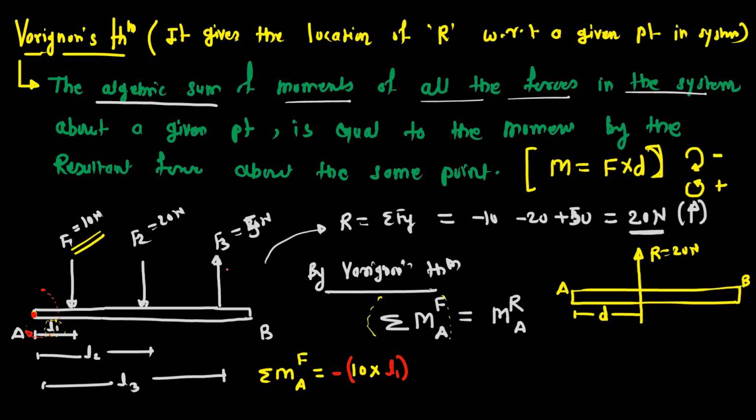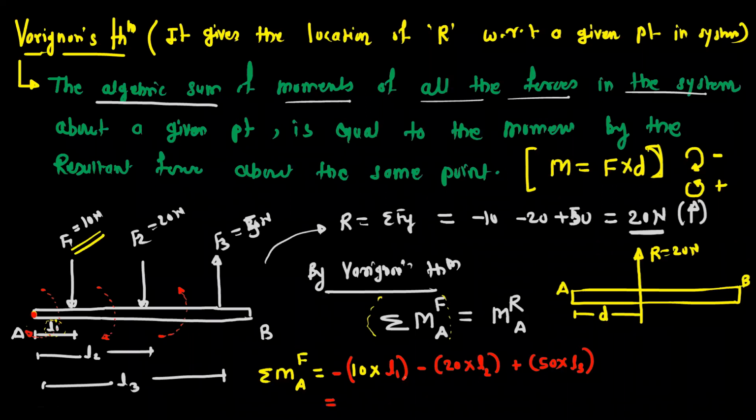Next is 20 Newton into its perpendicular distance L2 with respect to point A. Again, this moment is clockwise. So it will have a tendency to rotate the rod AB in the clockwise direction. So this is again negative. Next is 50. Its perpendicular distance is L3. And this moment will try to rotate the rod AB about point A in the anti-clockwise direction. So it is positive. Okay.